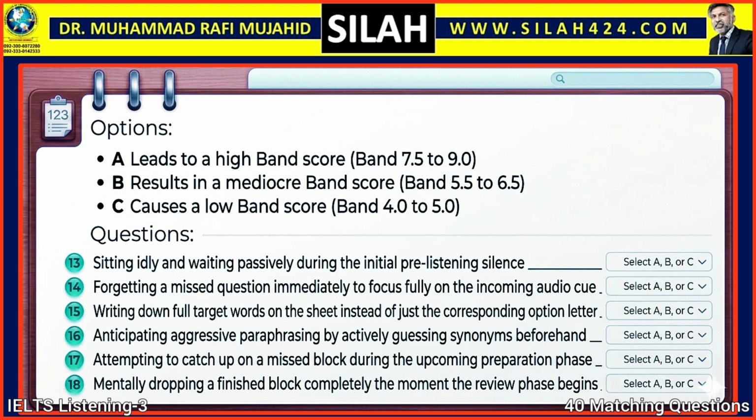What about candidates who land right in the middle, like a mediocre band 5.5 to 6.5? What traps do they fall into? They usually have decent listening skills, but poor exam execution. A major mistake they make is writing down full target words on the sheet, instead of just the corresponding option letter. Wasting time writing out full words on your scratch pad, instead of just jotting down A, B, or C, causes you to fall behind the pace of the recording. It's a mediocre habit that costs easy points.